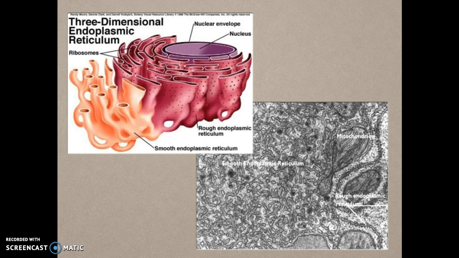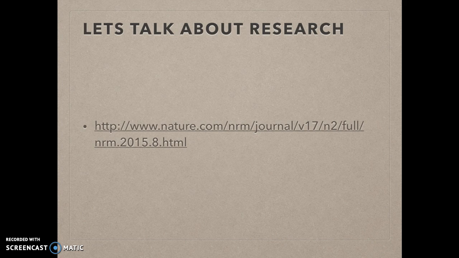The smooth ER is actually around 150 nanometers in diameter on average. Obviously it varies from cell to cell, they're not all the same size. But the rough ER is measured not in diameter but in depth, and that's 100 nanometers deep. So there's that.